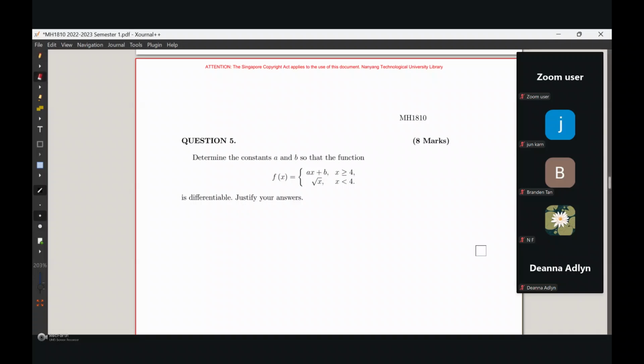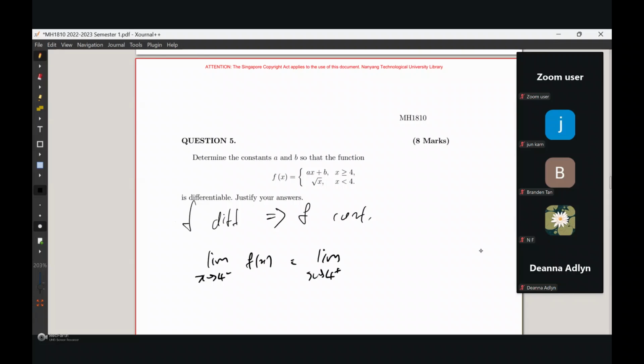For this function to be differentiable, it means that my function here must be continuous. So you can check the continuity by checking the limit. The left and right limits have to be equal. So the limit of x approaching 4 from the left of f(x) equals the limit of x approaching 4 from the right of f(x). You can also check that it equals f(4). It doesn't really matter which you check, as long as you check either one.